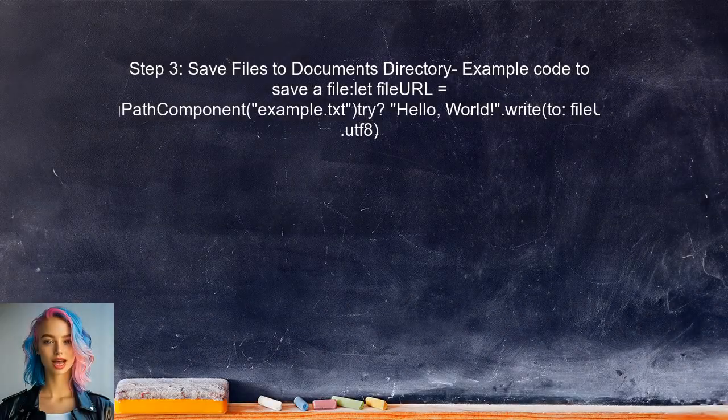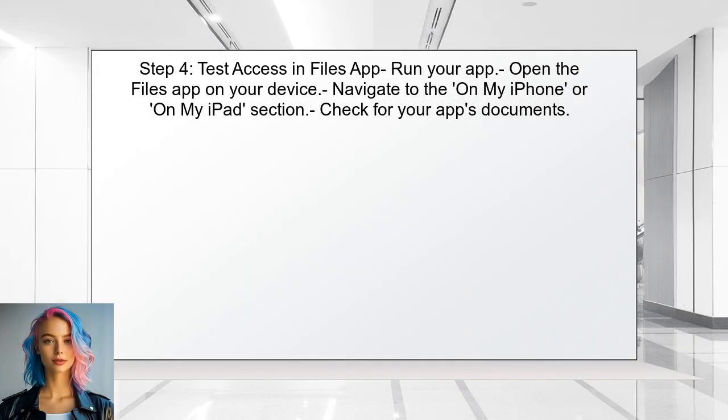Now, the user can save files to the Documents directory. This will allow the Files app to access these files once file sharing is enabled. Finally, the user should test their app to ensure that files are accessible through the Files app. They can do this by running the app and checking the Files app.